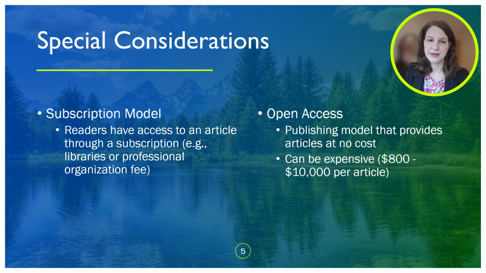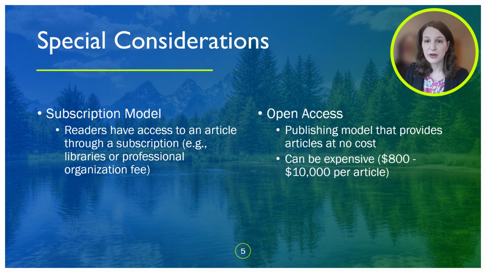For example, if you pay for membership to the American Association of Neuroscience Nurses, you have access to their Journal of Neuroscience Nursing. However, open access is a publishing model where authors pay a fee, so articles are available to readers at no cost. This fee can be really expensive and potentially range anywhere from $800 to $10,000 per article.